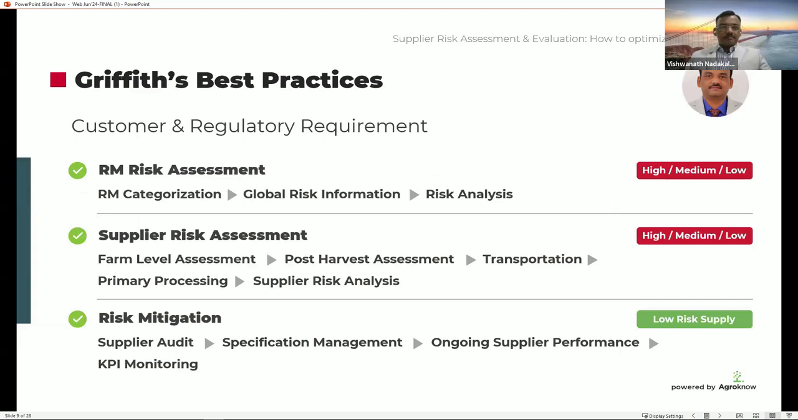Some of the Griffith best practices I'm going to share here. With a mission like farm to fork, risk assessment is wide over the whole value chain. So it's very important that we have a clear picture of risk assessment programs spanning ingredients as well as suppliers, followed by a risk mitigation process.